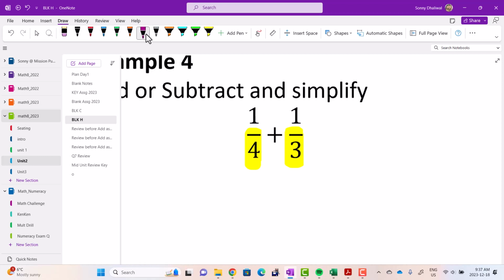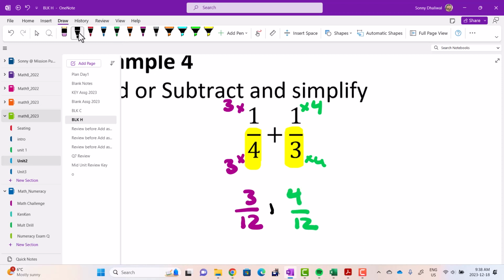So the fraction on the left side, what do we need to multiply by? 3. Not just the bottom, the top as well. Fraction on the right-hand side, what do we need to multiply by? 4. Not just the bottom, the top as well. So we show our multiplying, we rewrite our new fraction. So 3 times 1 on the left side is 3. 4 times 3 is 12. On the other fraction, 1 times 4 is 4. 3 times 4 is 12.